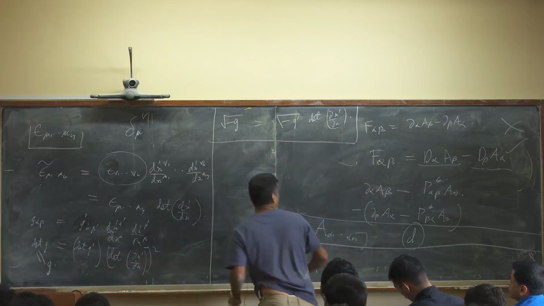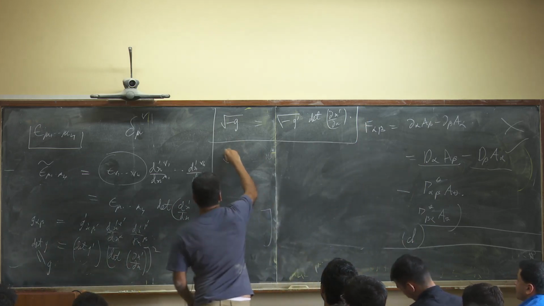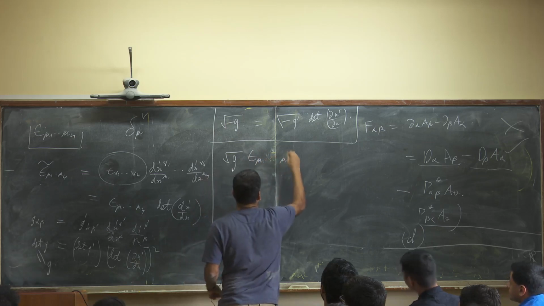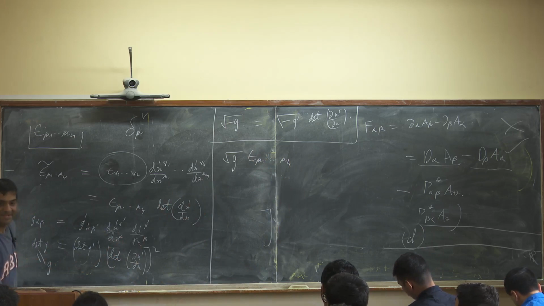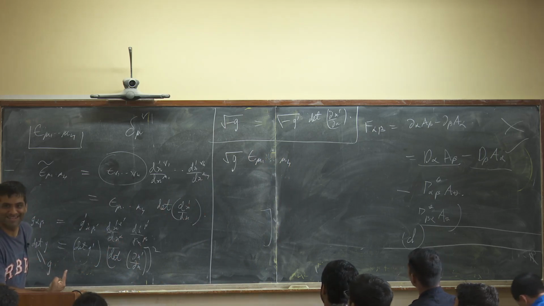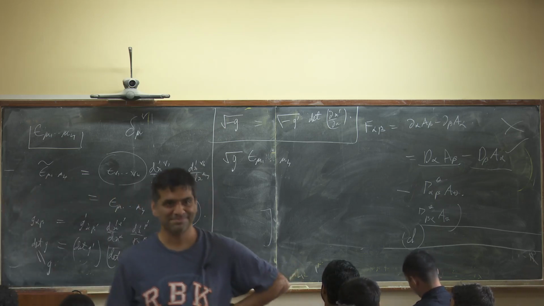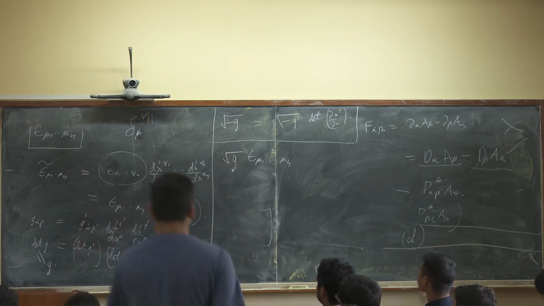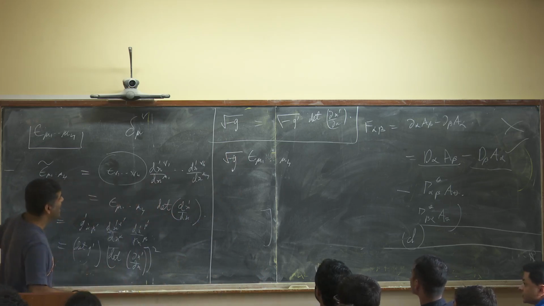So now let's look at the object: square root g times epsilon mu1 to mu4. This object remains invariant, genuinely invariant under coordinate transformations. Yes? Minus 2. Thank you. Okay?